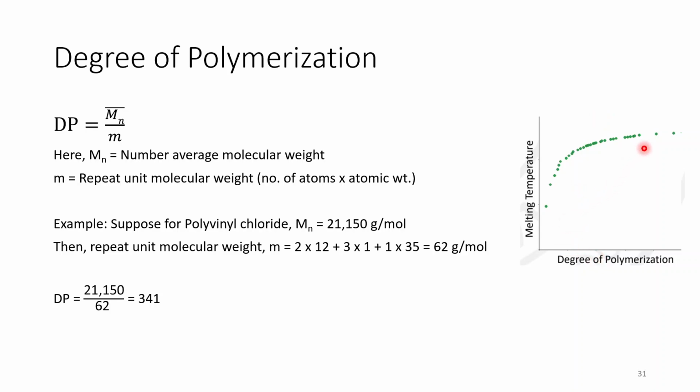So here from this graph also you can see with increasing degree of polymerization, you see that the melting temperature of the polymer is also increasing. So as you keep on increasing degree of polymerization, the number of monomers in one particular chain increases. So if you keep on increasing it, your melting temperature of material will also be increasing.